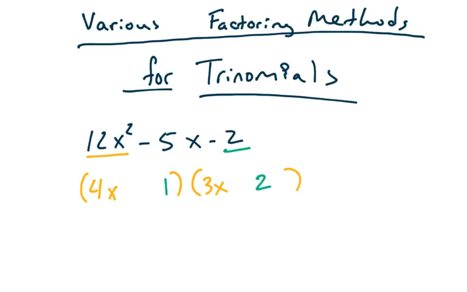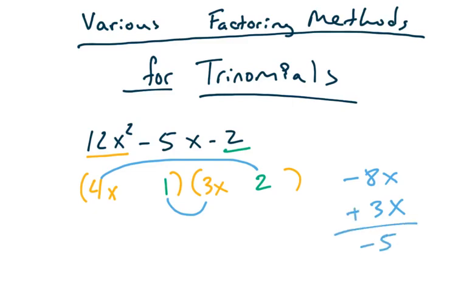Okay. From here, I would see that 4 times 2 is 8, or 8x, and 1 times 3 is 3, or 3x. And because negative 8 plus 3 gives me negative 5x, which is the same thing as what the middle term is, that's what I'm striving for, I know I've picked the correct combination, so I would make this value negative and this value positive.